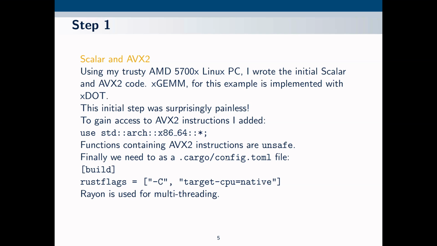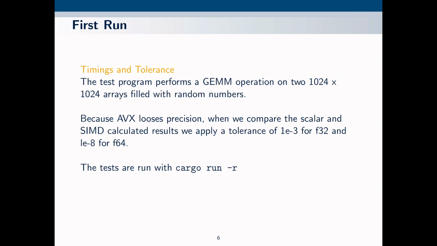AVX and other instruction sets for the vector instructions on CPU are regarded as unsafe by Rust because you can't guarantee them being available on all systems. And then the final step is we add in a .cargo/config.toml file with rustflags -C target-cpu=native. This line tells us that we are targeting the CPU in the machine we are compiling on. I also used Rayon for multi-threading.